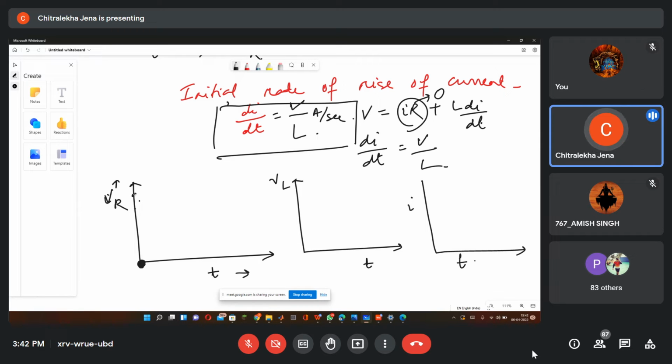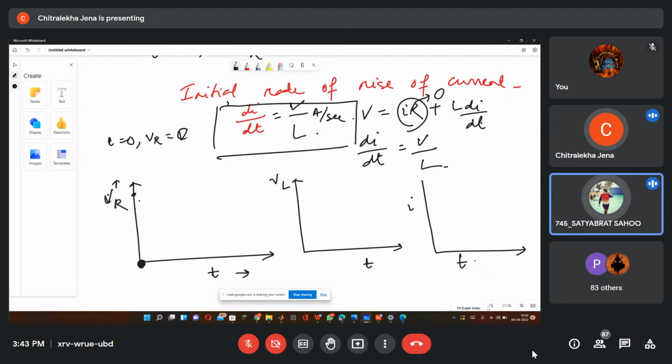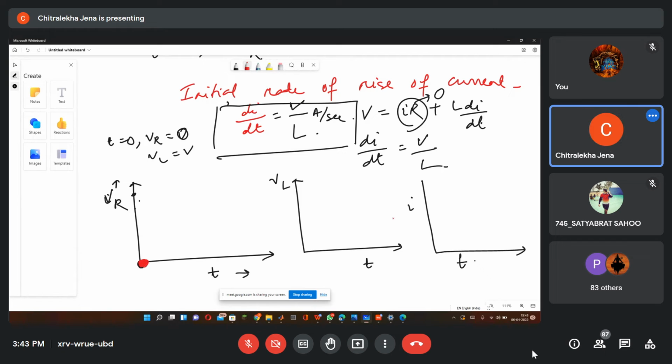So here, what will you do? VR is equal to how much? Initially t equal to 0. What is the value of VR? 0. Ma'am, 0. And VL will be equal to V. Understood or not? So initially my VR is equal to 0, then VL is equal to how much? Ma'am, V. Yes or no? What is my current? Current is equal to 0. Okay.